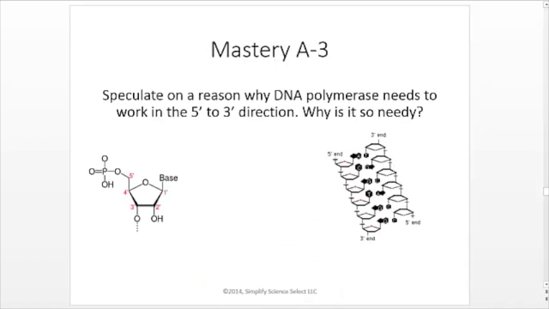A master question. Speculate on a reason why DNA polymerase needs to work in the 5' to 3' direction. Why is it so needy? Well, the enzyme activates at the 5'. That's where it binds, and that's how it wraps around. It's a shape thing. It's another geometry problem. Remember that we learned about proteins is that they're formed from the way that the amino acids wrap up and form a very specific shape so that they bond in the right way. The shape of the DNA matches the shape of the enzyme. You can't fit it on backwards.